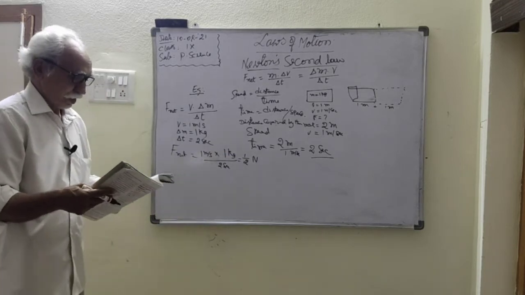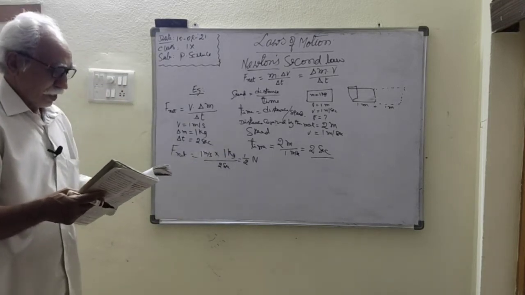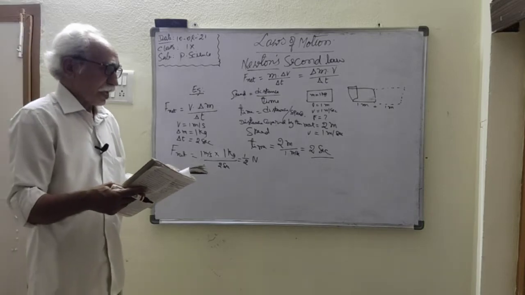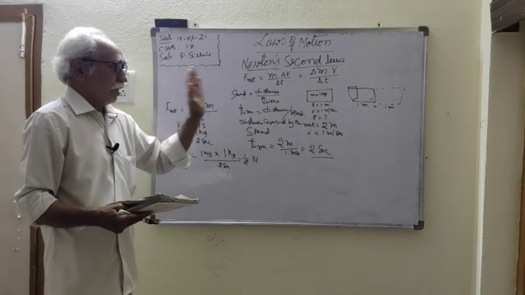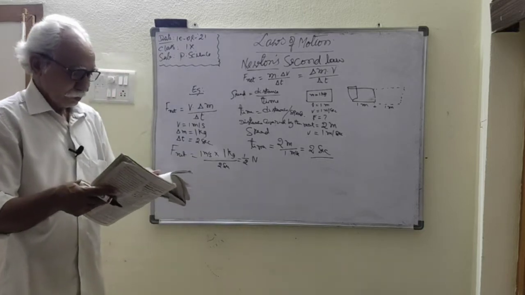This is the answer you can write. In the horizontal direction there is only one force acting, that is half a Newton force acting in the direction of the motion of the mat.